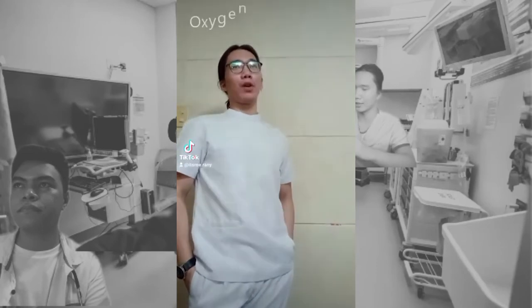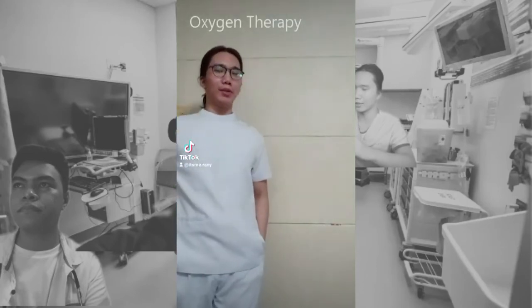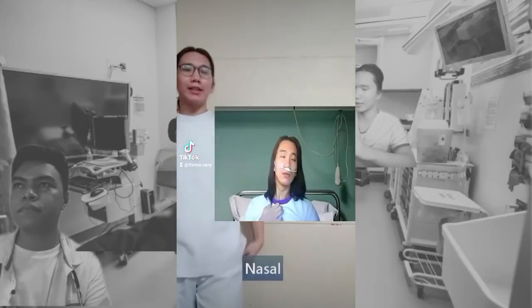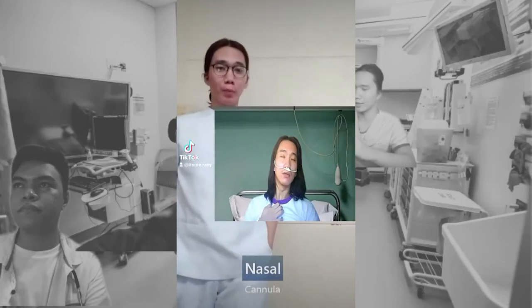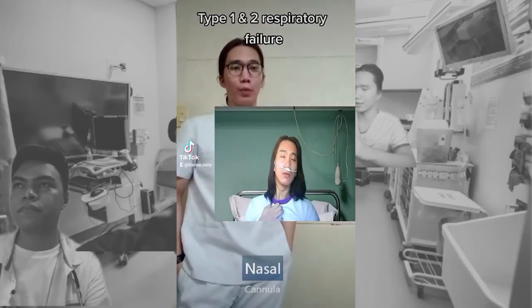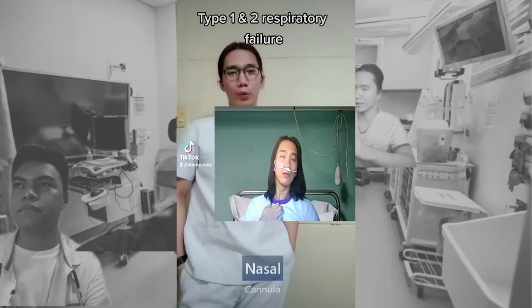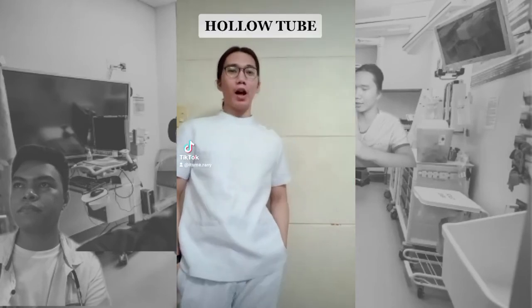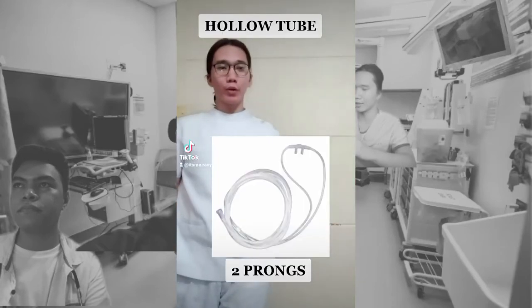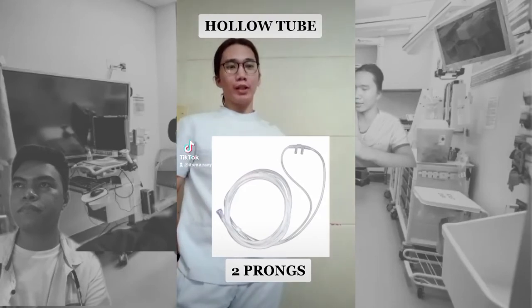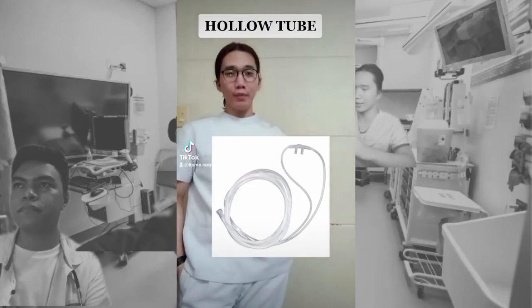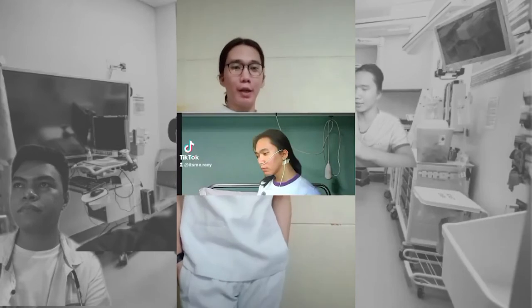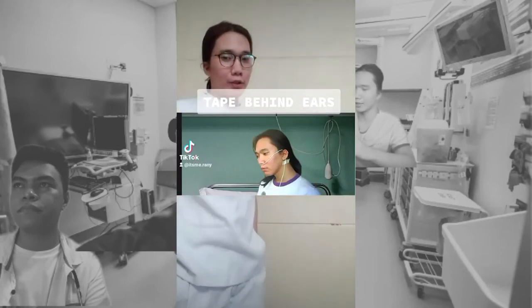So, these are the different ways for oxygen therapy to be administered. First is the nasal cannula. It is recommended for most patients with type 1 and 2 respiratory failure. It is a hollow tube with two prongs which is inserted into the nostrils. It is secured in place by taping it behind the ears.